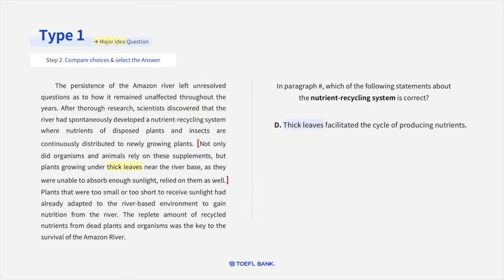D: Thick leaves facilitated the cycle of producing nutrients. The passage states, not only did organisms and animals rely on these supplements, but plants growing under thick leaves near the river base, as they were unable to absorb enough sunlight, relied on them as well. Since the passage proves that thick leaves did not facilitate the cycle of producing nutrients, we can tell that choice D is incorrect.